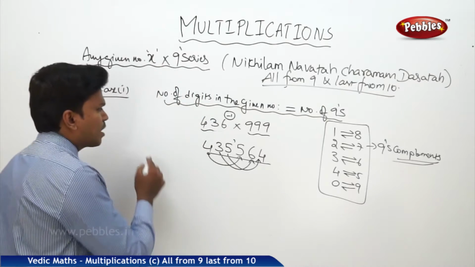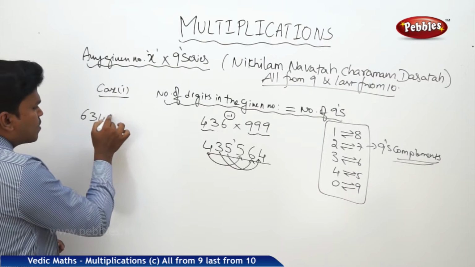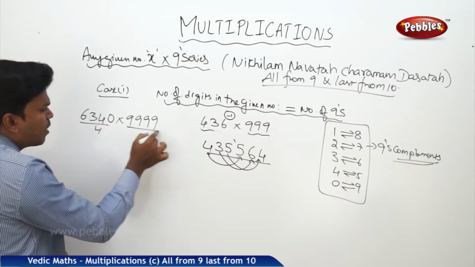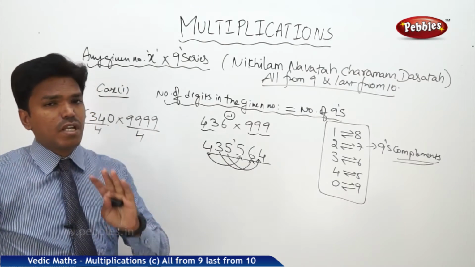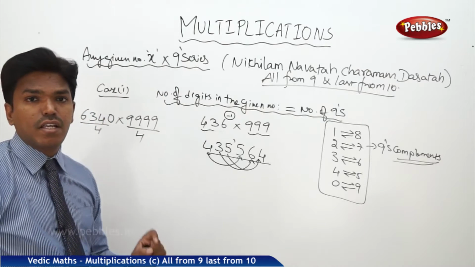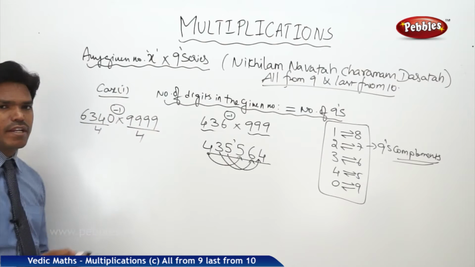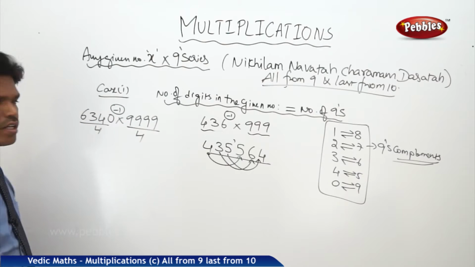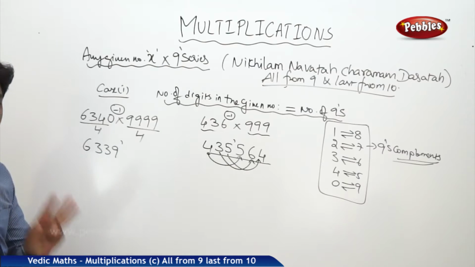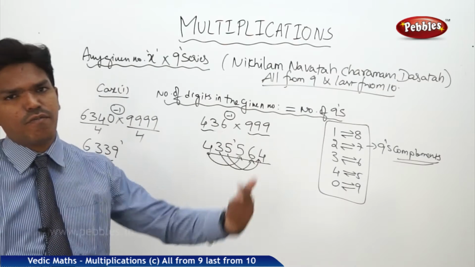One more example. Let us see. If it is 6340 into 4 nines. How many digits are there? 4. How many nines are there? 4. So the number of digits is equal to the number of nines on the right hand side. We follow the same way. Simply subtract 1 from the given number. 6340 minus 1, the answer is 6339. Now put a small quotation mark. Now write nines complements only for this number, but sequentially, meaning one by one.